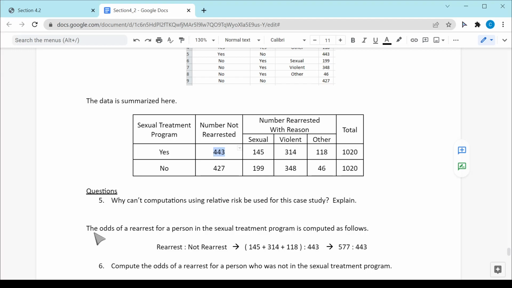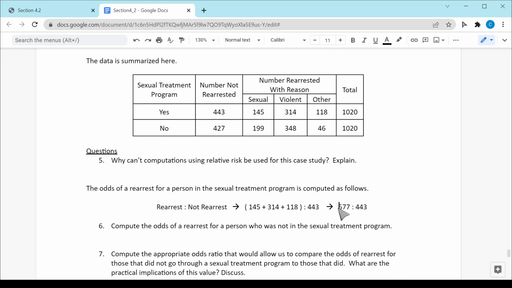So let's compute our first odds here. The odds of a rearrest for a person in the sexual treatment program, that's what I want to calculate. So I need to add up how many were rearrested. So that's the 145, 314, 118. Okay, that's 577 people were rearrested. 443 were not. So this number is bigger than this number. So that tells me that more people were rearrested. Okay, more people came back to prison than did not come back to prison.